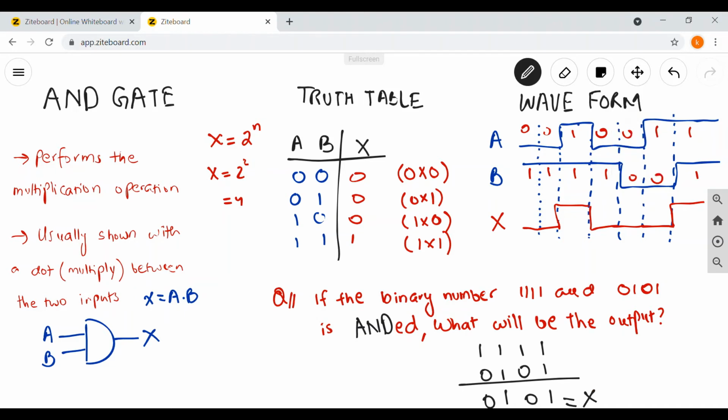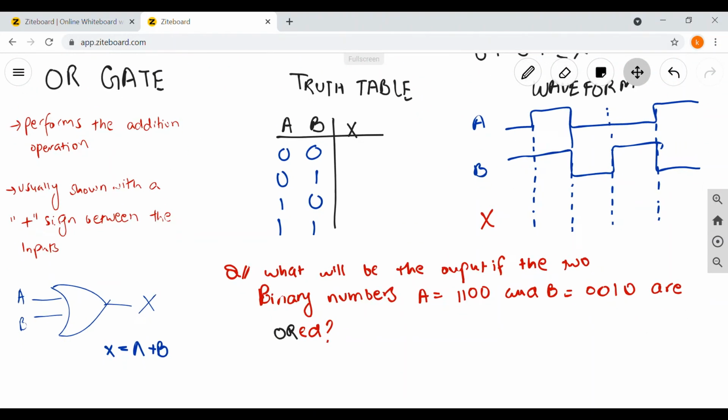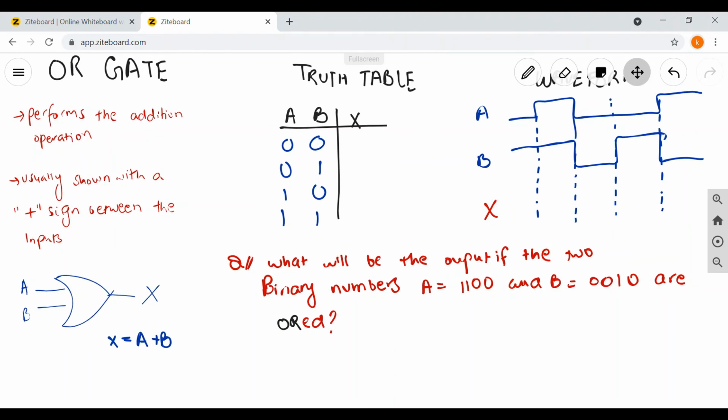The OR gate. Right. So in the OR gate, it performs the addition operation, and the Boolean expression is shown with a positive or plus sign between the two inputs, and this is the gate that we use to represent the OR gate.